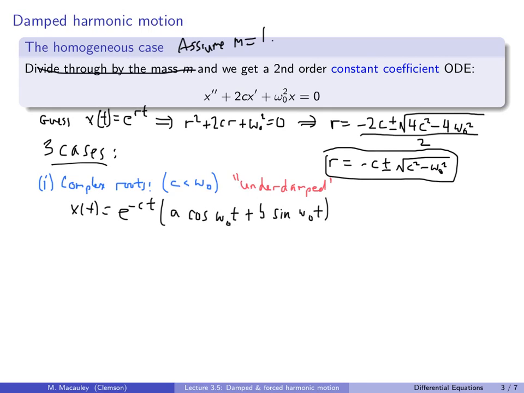Okay, so case 2 is when we have a double root. That happens precisely when the term under the square root is 0. So that happens when c is equal to omega naught. So when we have a double root, it happens when c equals omega naught. This is said to be critically damped.